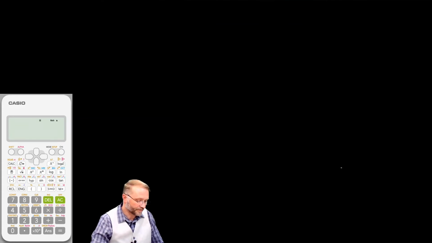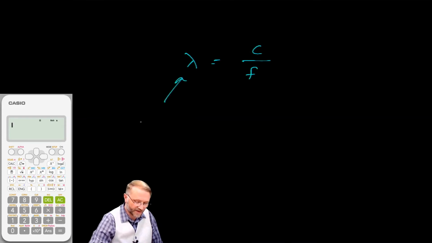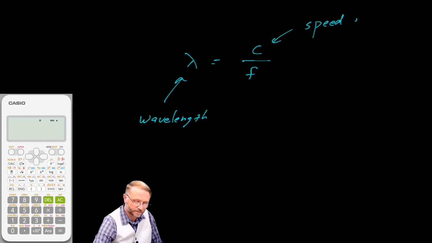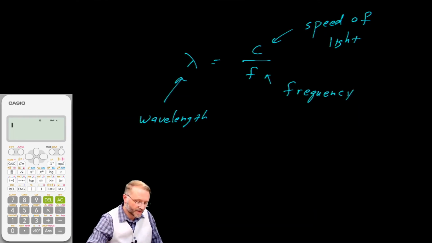New term, and that is wavelength. So lambda is equal to c over f, where this is the wavelength, c is the speed of light, and f is the frequency. For example, one of the local radio stations is at 98.7 megahertz. What is the wavelength for that station?